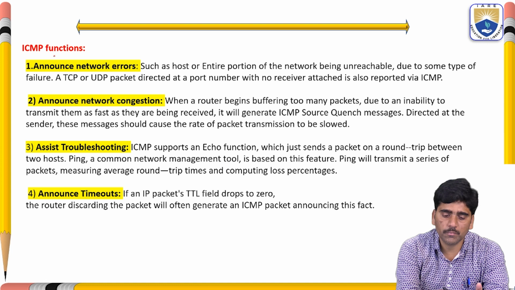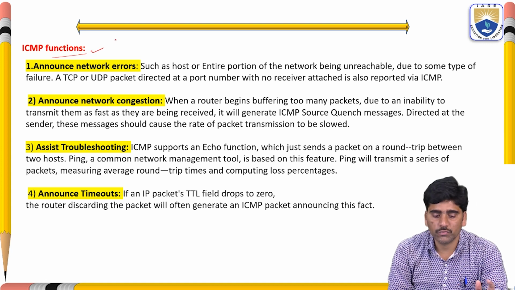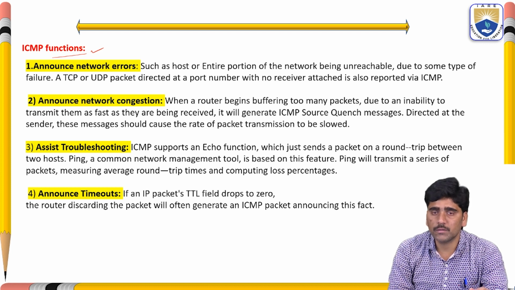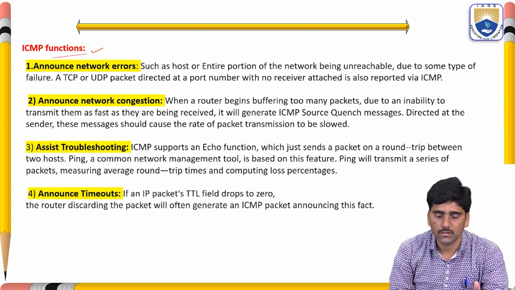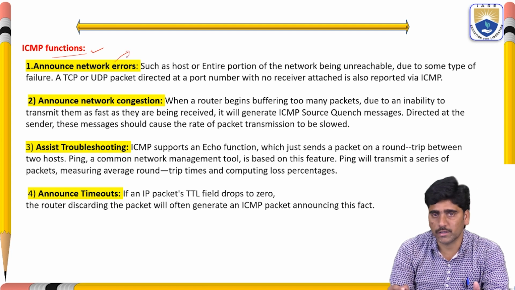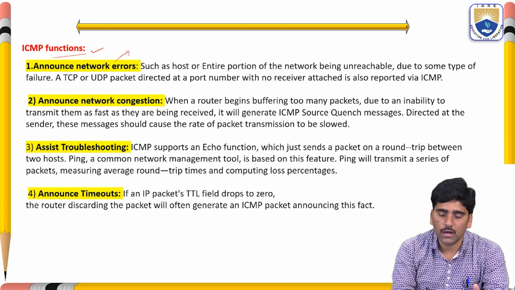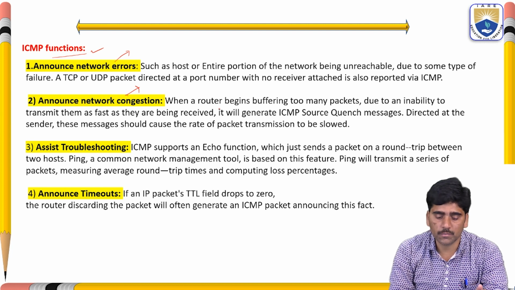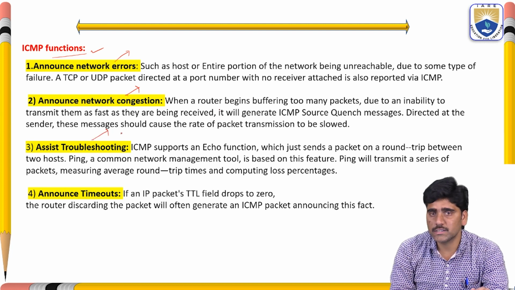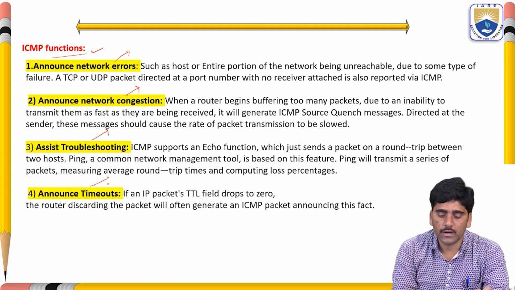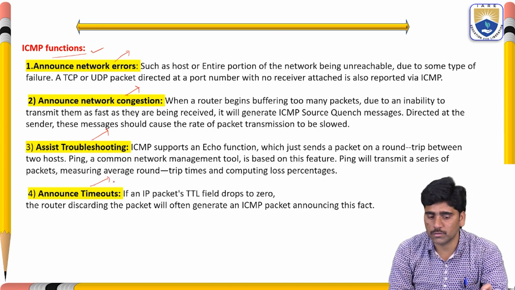And here we can see some ICMP functions. With the help of these functions, ICMP messages are displayed. So what are those functions? The first one is announcing network errors. Announcing network congestion is another function. Assisting troubleshooting is one function, and announcing timeouts. Each function uses different types of messages.